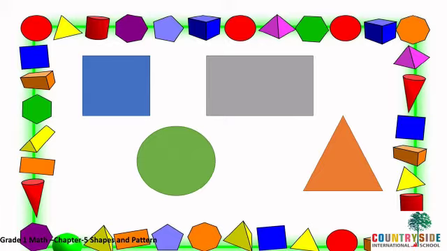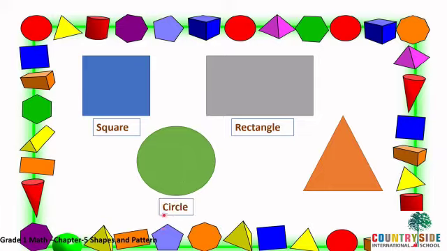Kids, now we have to learn their names. The first is square, square, square. Then rectangle, rectangle, rectangle. Circle, circle. Triangle, triangle.